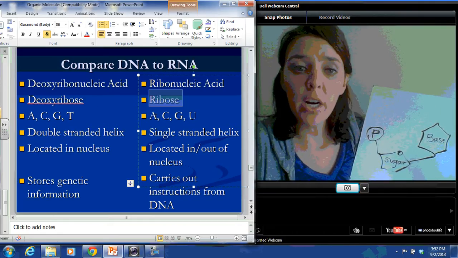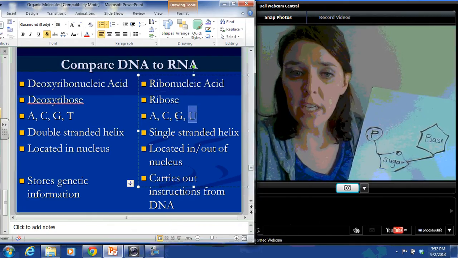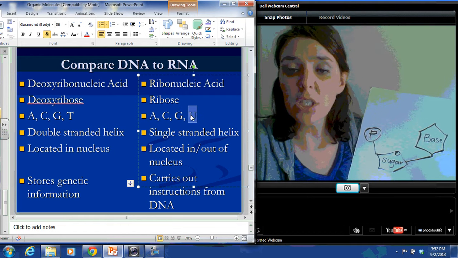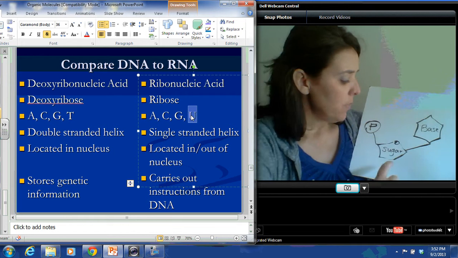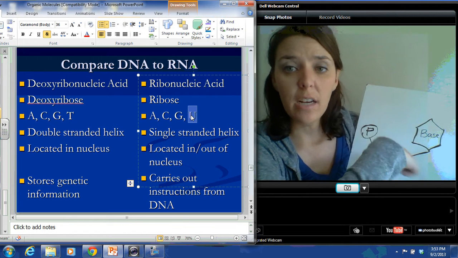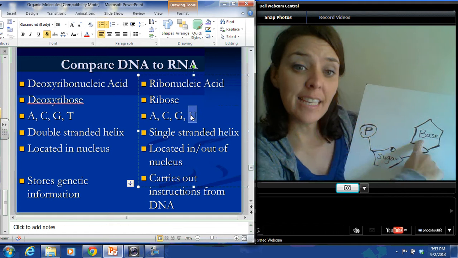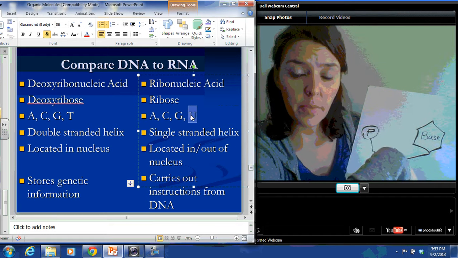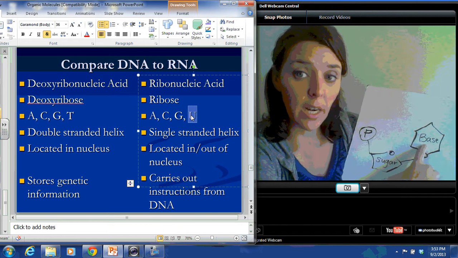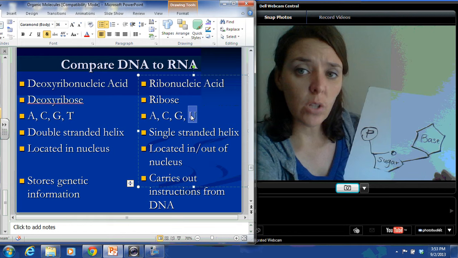If you look over here for RNA, they have the same bases except for this last one. They have A, C, and G, adenine, cytosine, and guanine, just like DNA, but instead of thymine, they have U, which stands for uracil. So if this is deoxyribose, and this is A, C, G, or T, then this is a nucleotide for DNA. If this is ribose, and this is A, C, G, or U, then this is a nucleotide for RNA. So the thing that makes it different is the base and the sugar. If you see a U here, it's RNA. If you see a T, it's DNA. And there are some base pairing rules that go along with this.